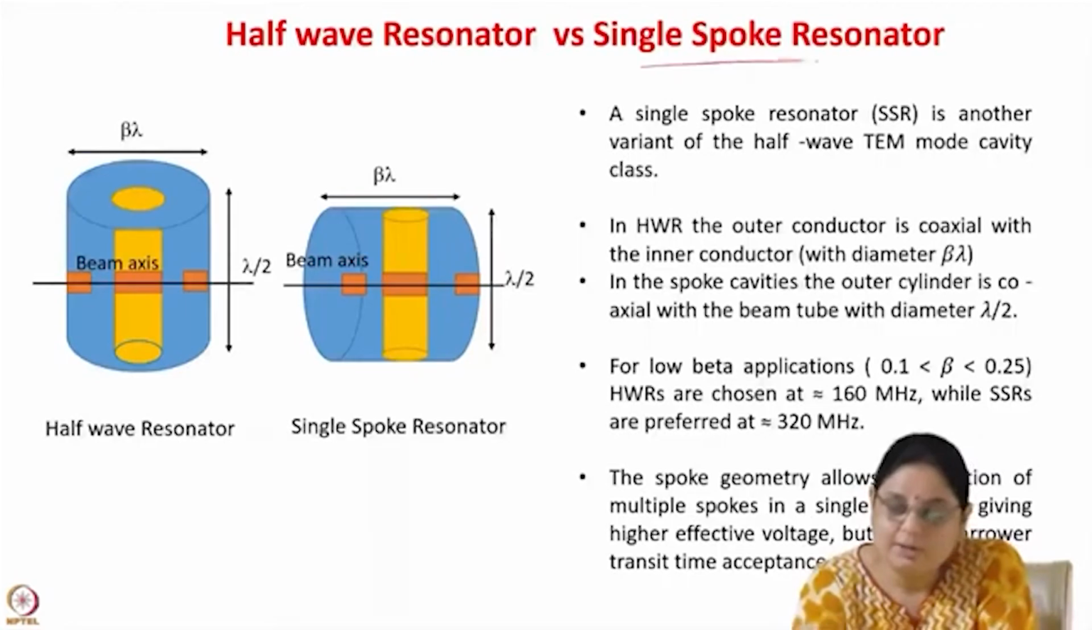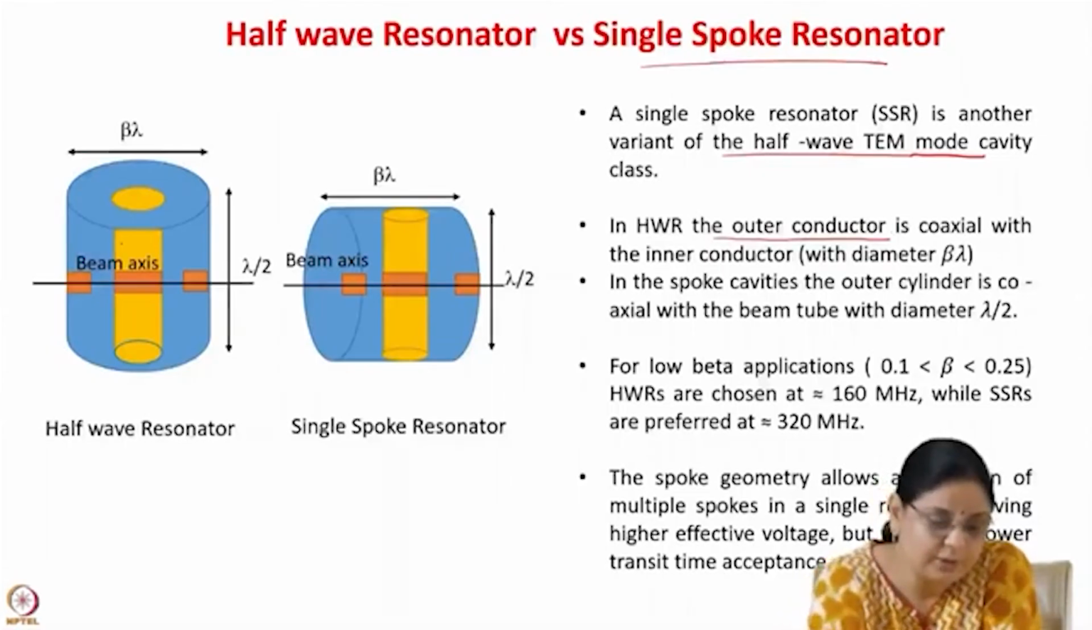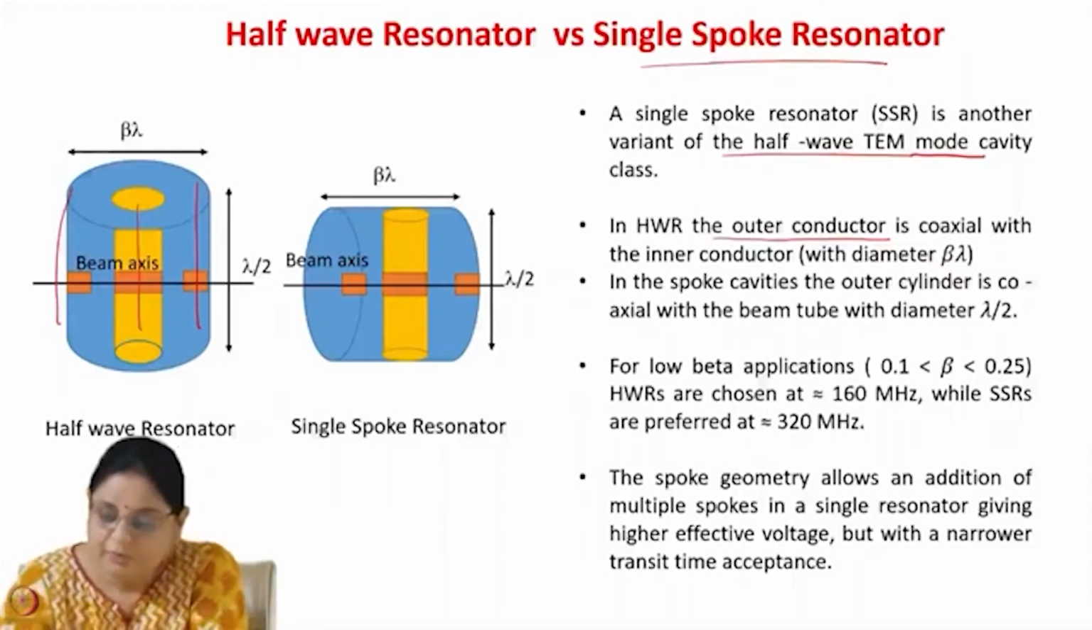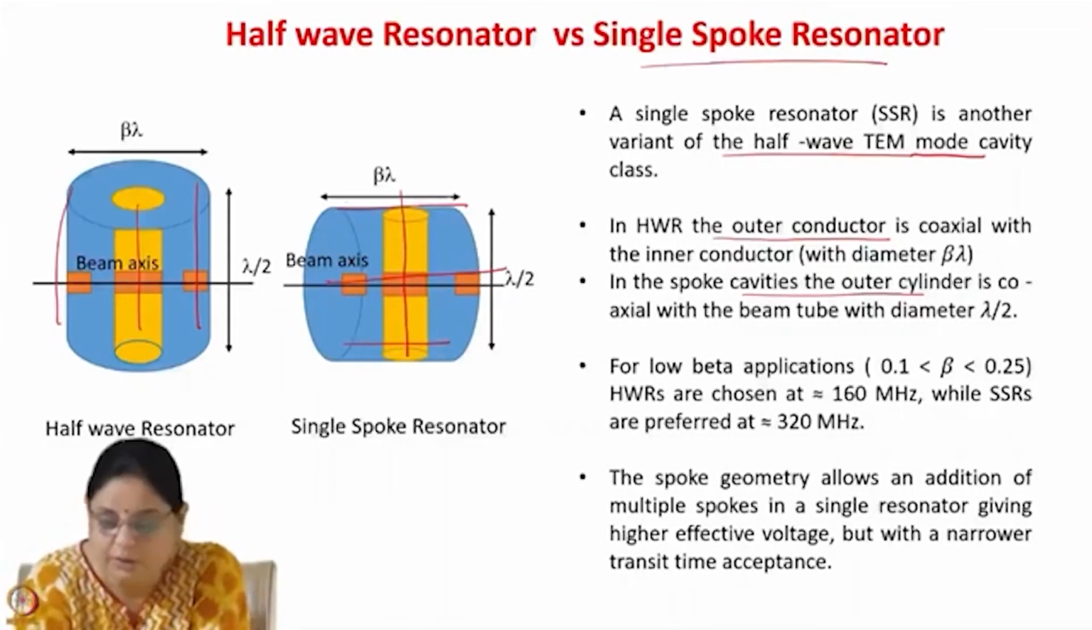You can also have a single spoke resonator. A single spoke resonator is another variant of the half wave TEM mode cavity class. If you see the half wave resonator, the outer conductor is coaxial with the inner conductor. In the spoke cavity, the outer cylinder is coaxial with the beam axis. So in other words, the inner conductor is perpendicular to the axis of the outer conductor.